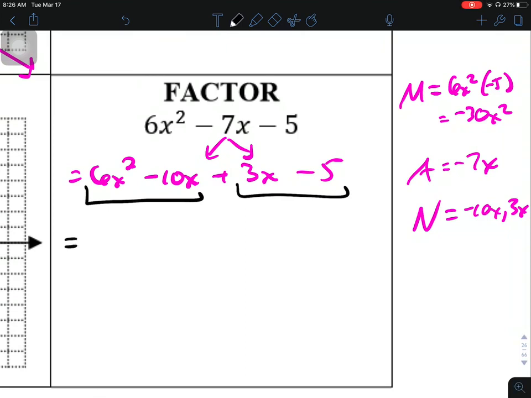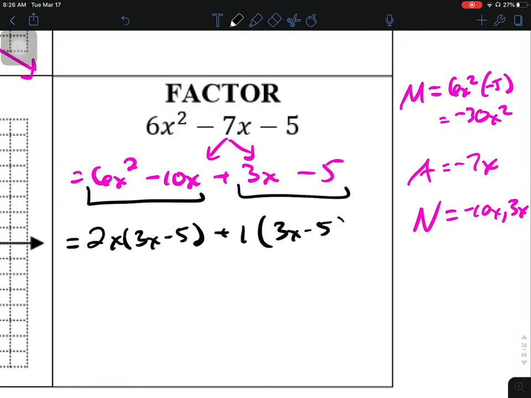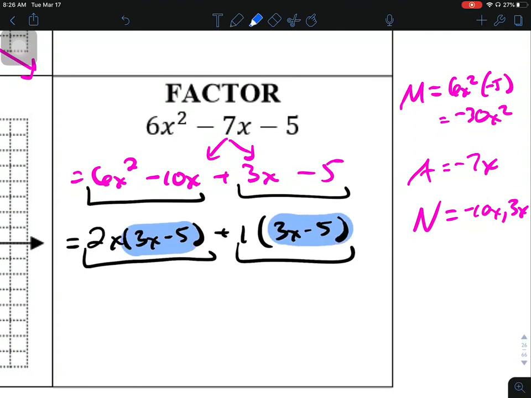GCF of the first group, we just split the middle term. Now we're going to factor by grouping. GCF of the first group is 2x, leaving us with 3x minus 5. GCF of the next group, there doesn't appear to be one, which means the GCF is in fact 1. Now we got two terms. What factor do those terms have in common? Well, they have a 3x minus 5. That is the GCF of those terms.